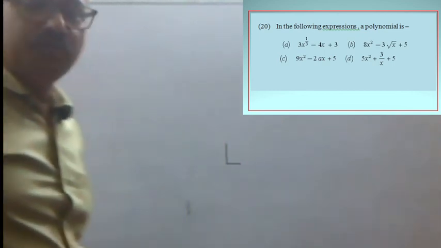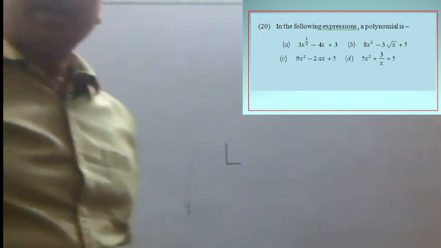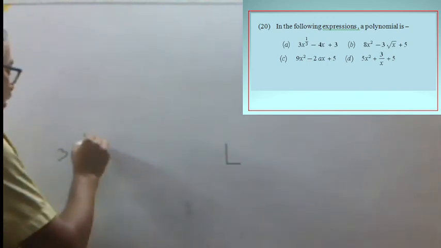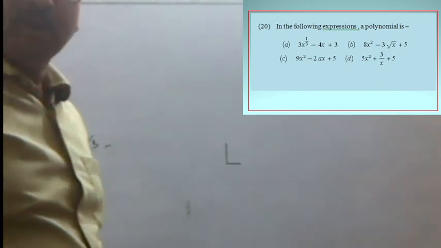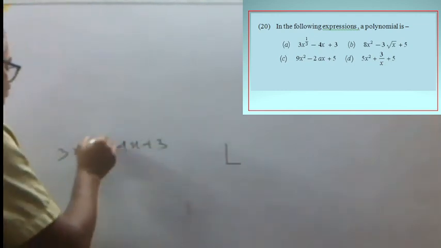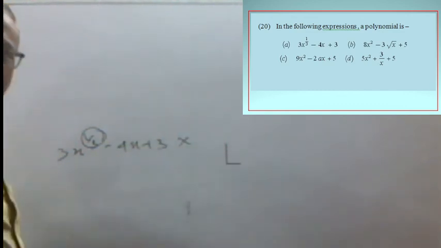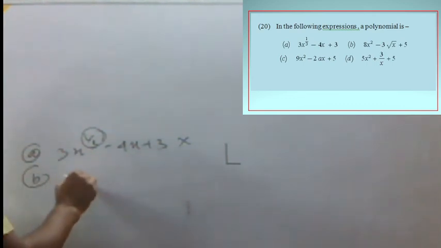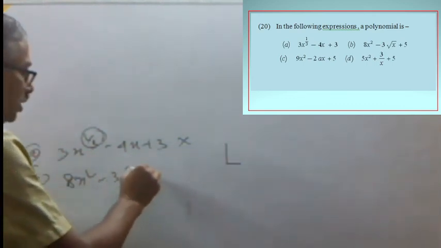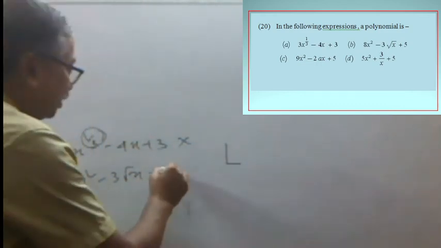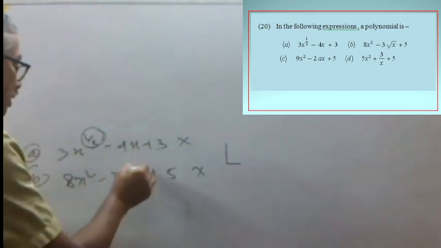Another option is 3x to the power 1 by 3 minus 4x plus something, as we already discussed in the first question, so this is not a polynomial. Second, this is option B, 8x square minus 3 root x plus 5, so this is also not a polynomial.